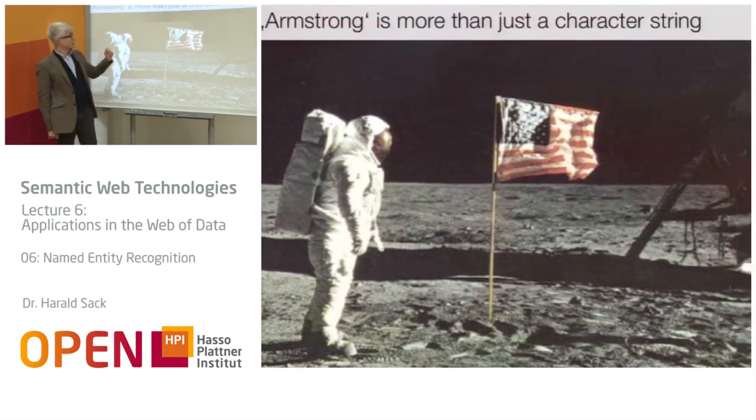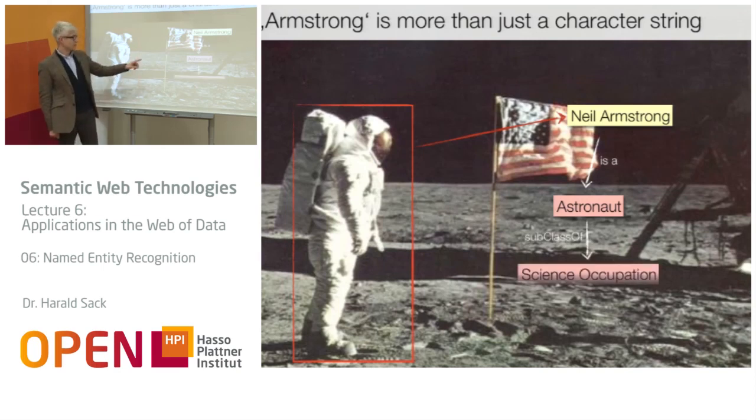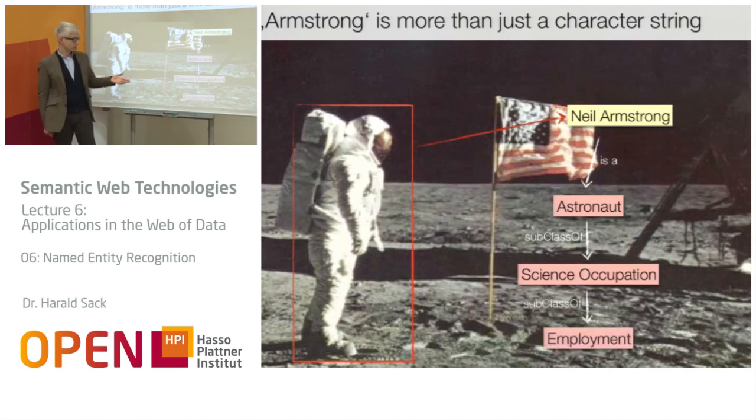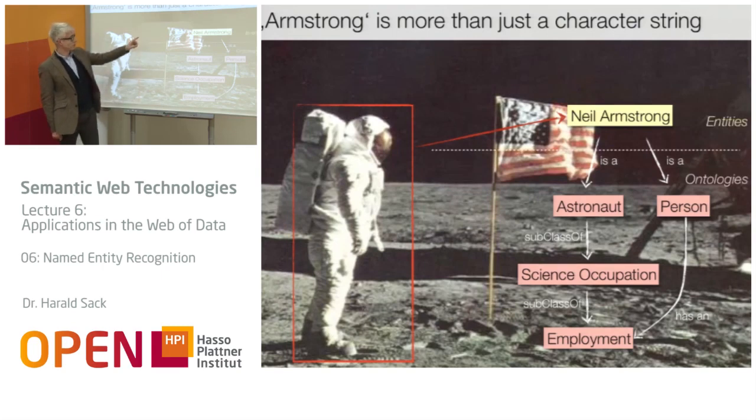So the problem is Armstrong here is more than just a character string. Neil Armstrong, we have to know this, is an astronaut. And of course, an astronaut is some kind of a science occupation. And a science occupation is some kind of an employment. On the other hand, we know that Neil Armstrong refers to a person. And we also know that a person has an employment, or can have an employment. So you see here, this is the knowledge. We have already talked about knowledge, and here the entities, and here the ontologies. And we even know more.